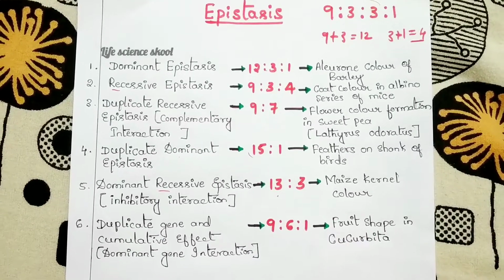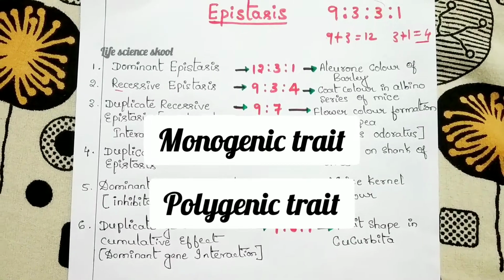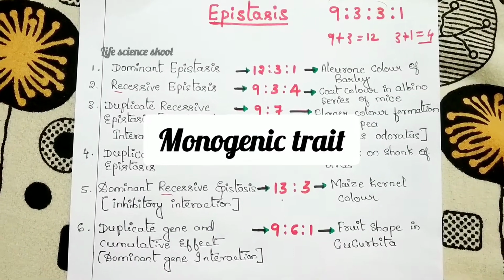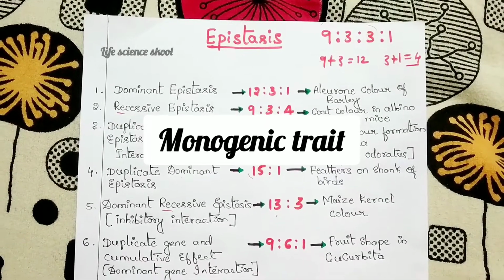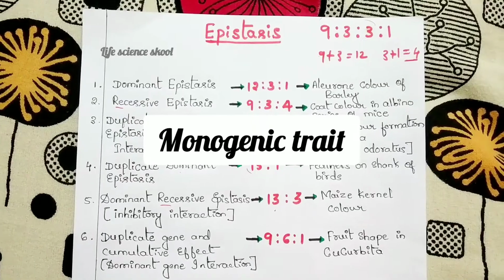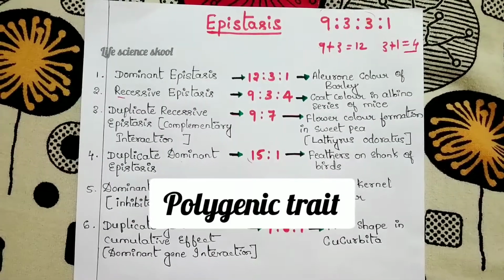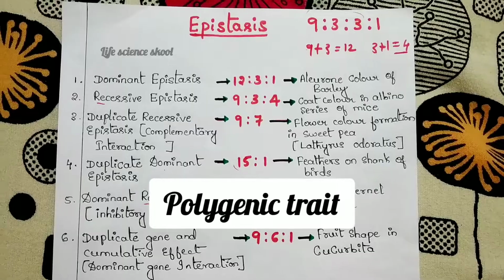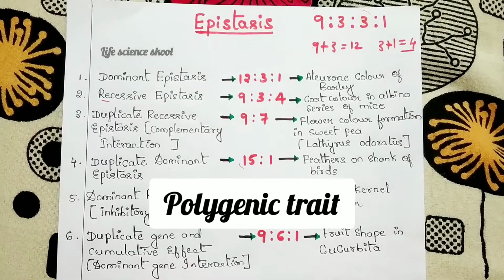There are two types of traits, that is monogenic trait and polygenic trait. Monogenic trait, as the name indicates, mono means a single gene or a set of alleles determines the phenotype of the individual. And in case of polygenic trait, those are determined by multiple genes or multiple sets of alleles. So this is the basic, right?